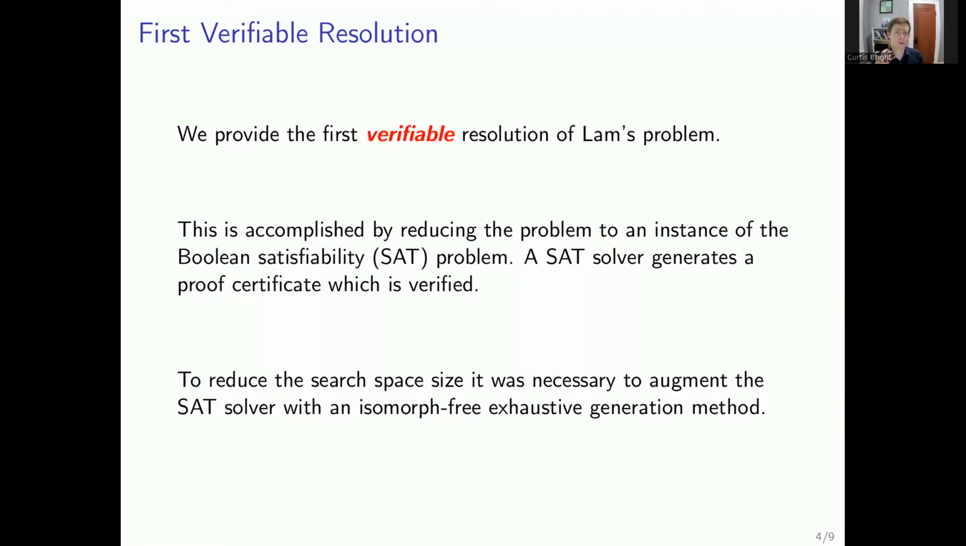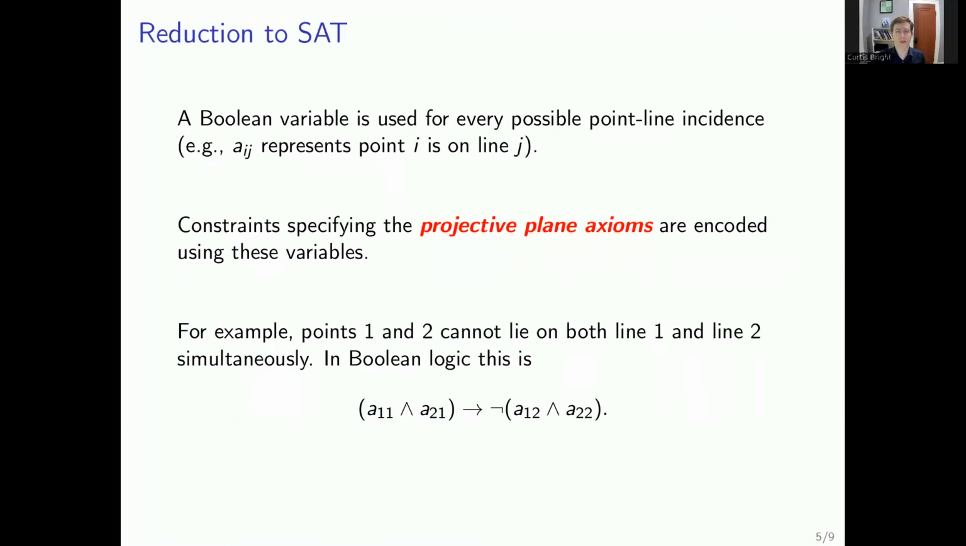We wanted to generate the first verifiable resolution of Lam's problem. We do this by reducing the problem from a problem in geometry to a problem in Boolean logic. So we reduce it to a SAT problem and then use a SAT solver to generate a proof that there are no projective planes of order 10. The SAT solver can generate a certificate which can be verified to show that there are no solutions of the SAT instance. Now, in order to reduce the size of the search space, we also needed to employ an isomorph-free exhaustive generation approach, as I will describe.